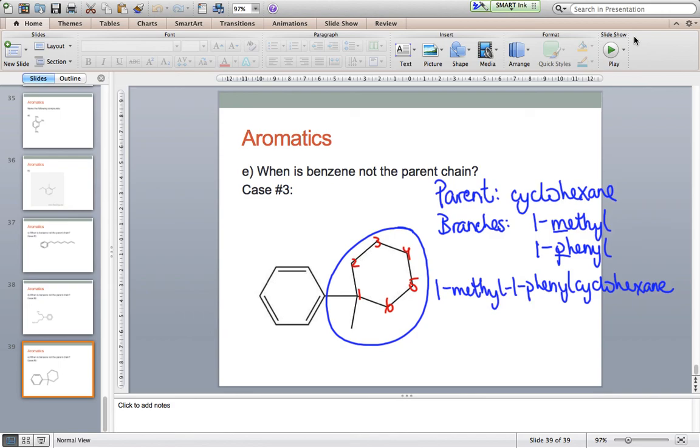So the key with aromatics is going to be just to simply recognize when is benzene the parent chain, and when is it actually a branch, which we call phenyl. The more examples and practice that you're able to get in, the easier time you will have identifying these things on a test or quiz or lab or anything like that.